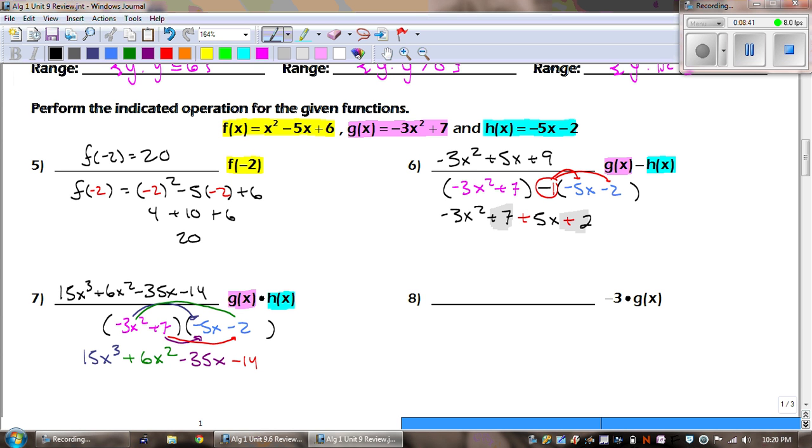Okay, and the last one, once again, we're multiplying g of x, but this time we're multiplying the g of x by -3. So the -3 goes on the outside, and then we have -3x squared plus 7. And all we're going to do is distribute, so make sure that you multiply each one of those by -3. Why don't you guys take a second and try it on your own? You guys should have gotten 9x squared minus 21.